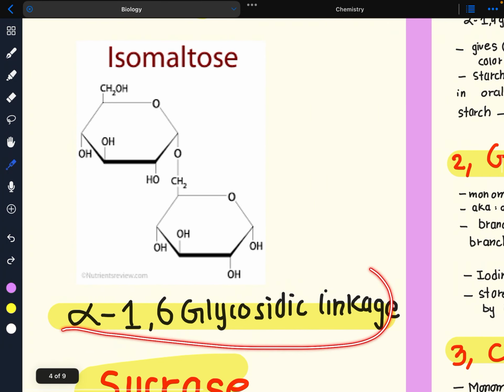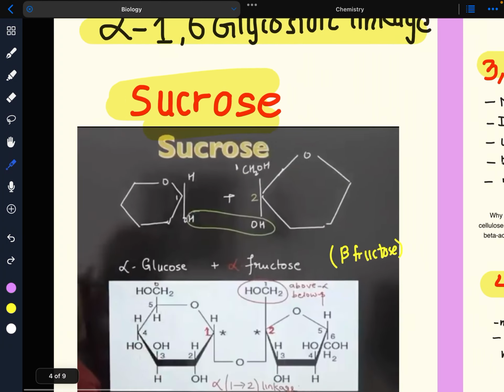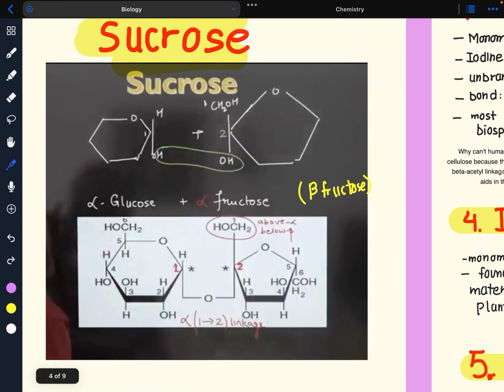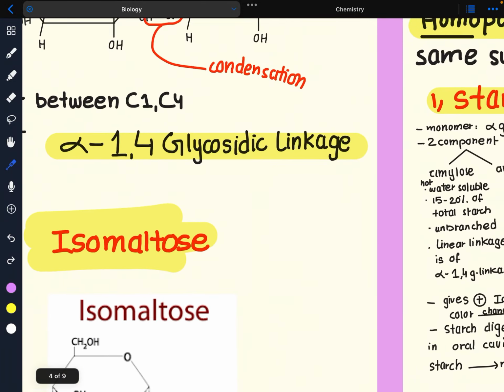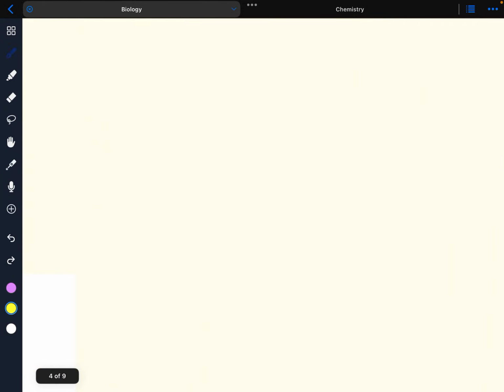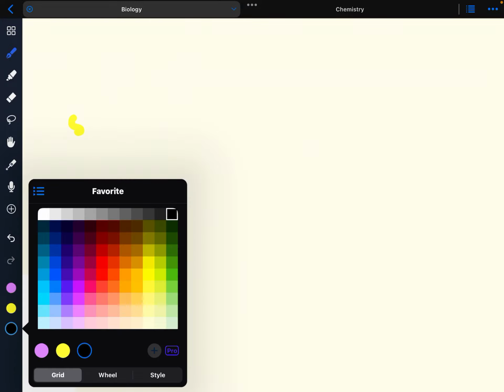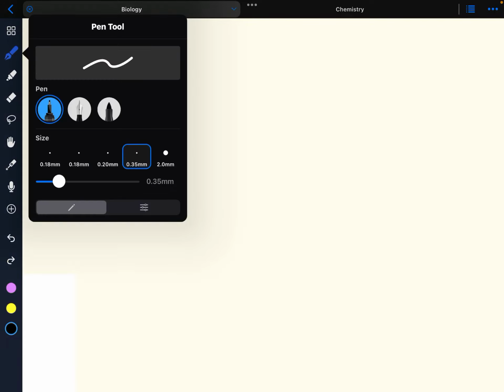So next, here we go. The bond is written over here. The next category that we have is sucrose, and then we have lactose. I'm going to explain it over here. So starting with sucrose.